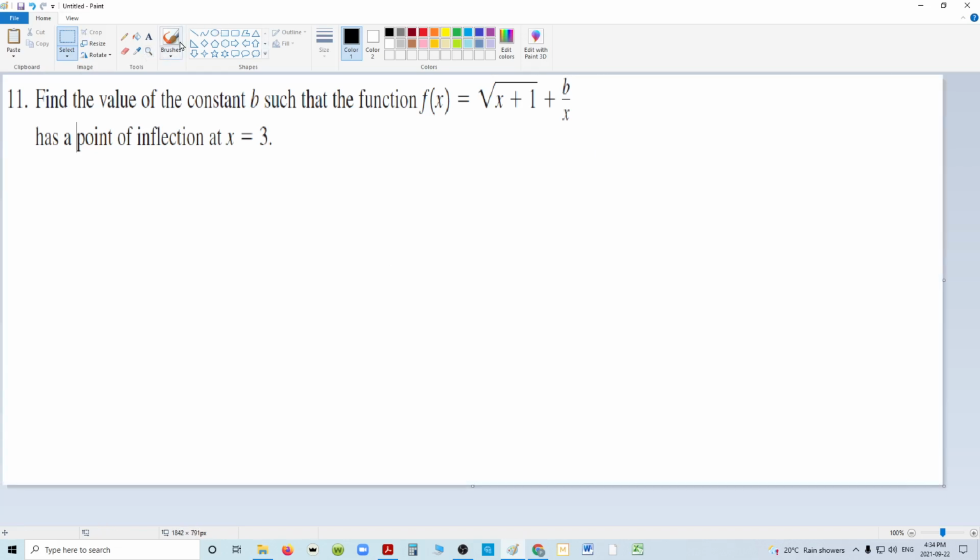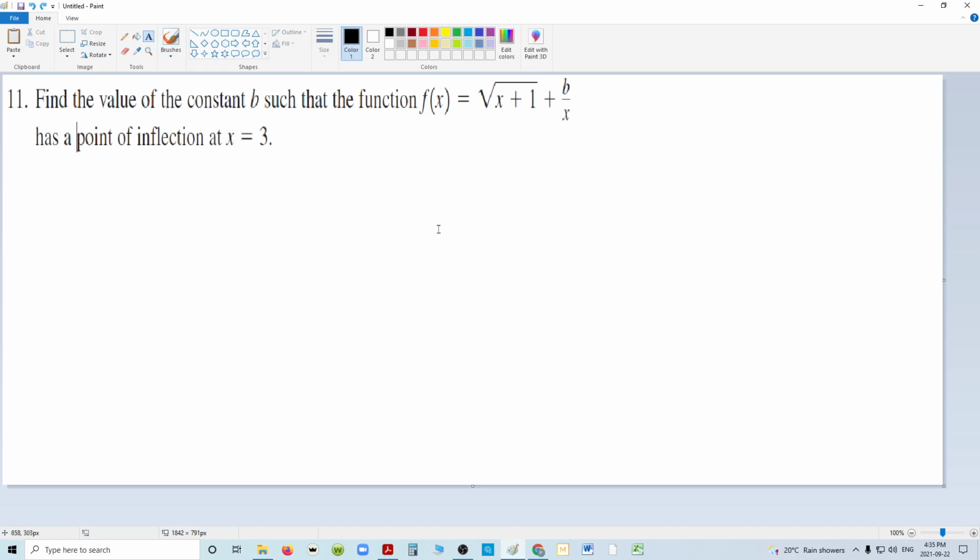Since they only give limited information, we must find the constant b, so it's a number, such that the function is equal to this, has a point of inflection here, which means the double derivative of this is going to be equal to 0 when x is 3. Well, that should be enough to solve it.